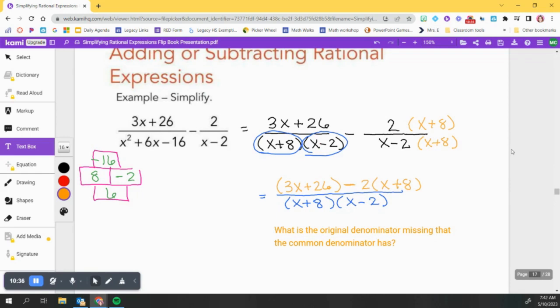And sometimes you're going to have to modify both denominators. Sometimes, like in this case, you only had to modify the second denominator. The second denominator was the only thing missing something. Okay, now we need to clean up the numerator.